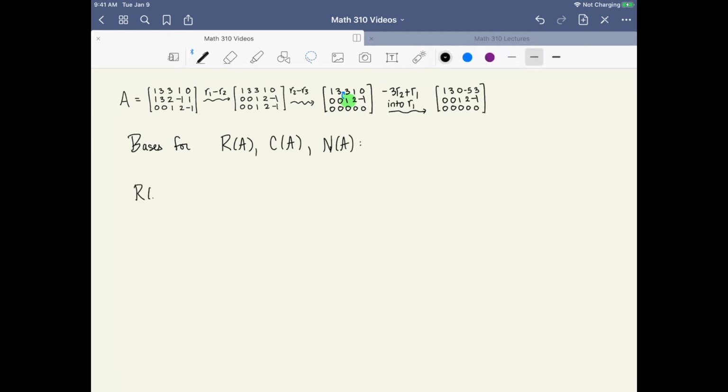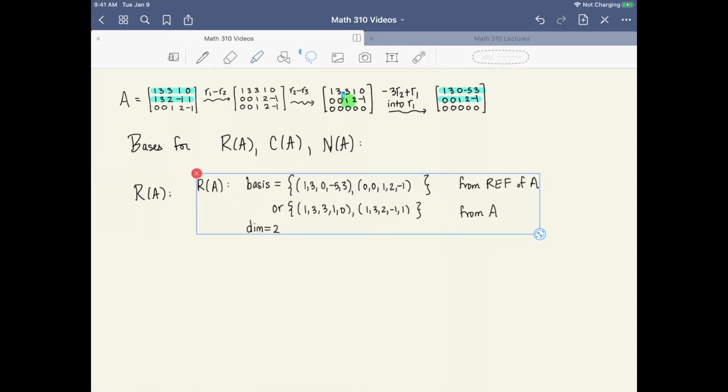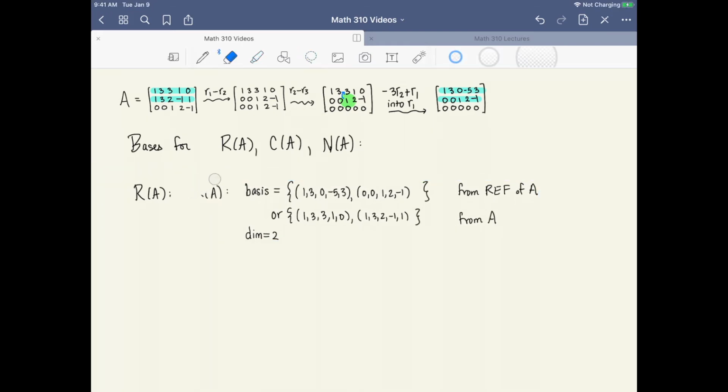So for the row space, you can actually use either the original matrix or your reduced matrix. In the reduced matrix, your independent rows are here and here. And since we didn't do any row swaps, this corresponds with row 1 and row 2 in the original matrix. Either one of them is a valid set of vectors to use for your basis for your row space, because row operations preserve the row space. So you can use either one when you do that.